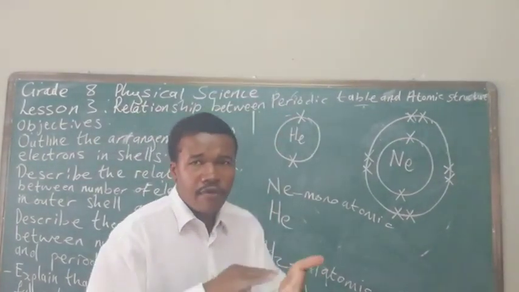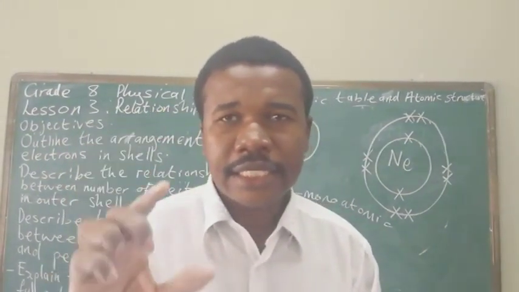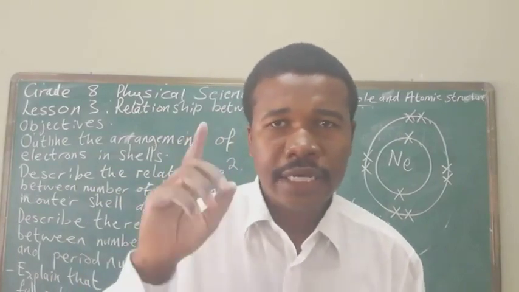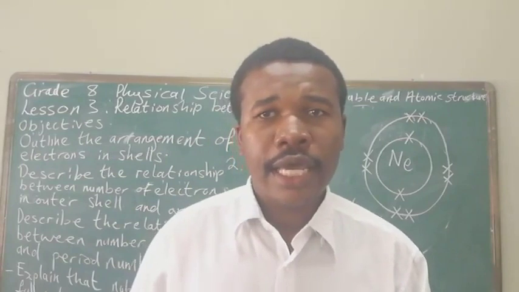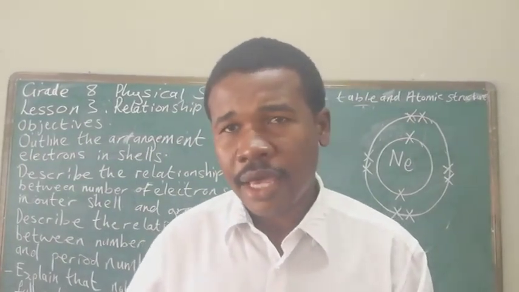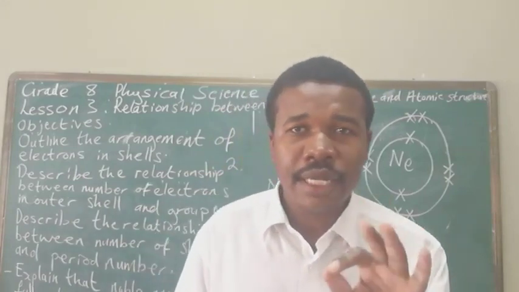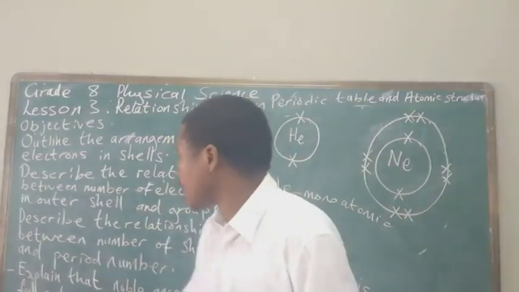So every element in the period is trying to attain the status of the noble gas at the end of that same period. If you look at period 2 and the elements there, you'll find that they are trying to achieve the noble gas status of the noble gas in that period.